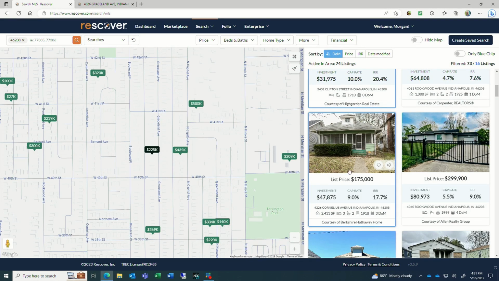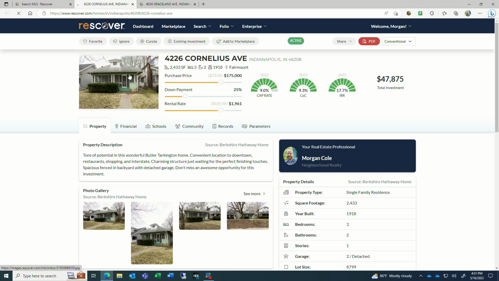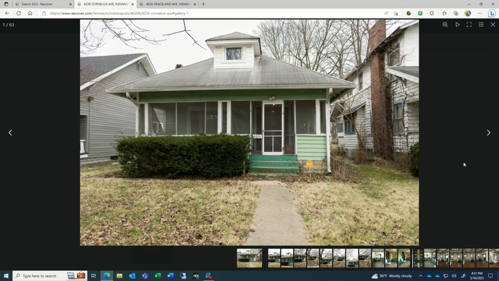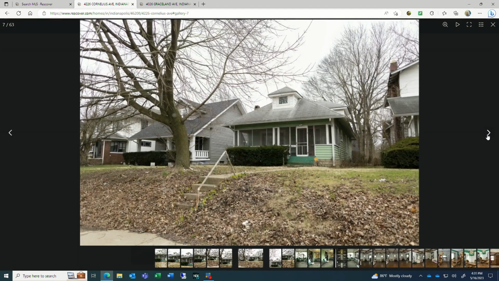Check this one out, Kristen. We've got one that's a 9% cap rate, and it's 2,400 square feet. Let's open it up and see. It has a third bedroom. The other one only had 2. Well, look at this thing. I'm intrigued to see what the inside of this looks like. All right, 175 and that other one was 275. I feel like this one might not be as pretty on the inside. It might not have quite the same kitchen.